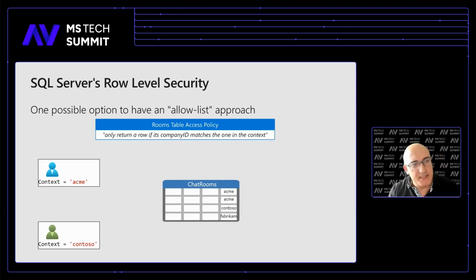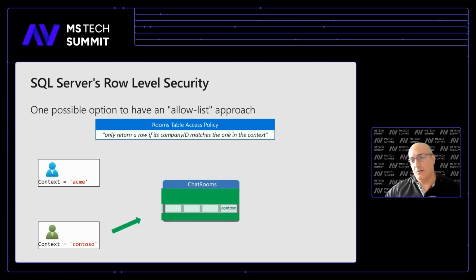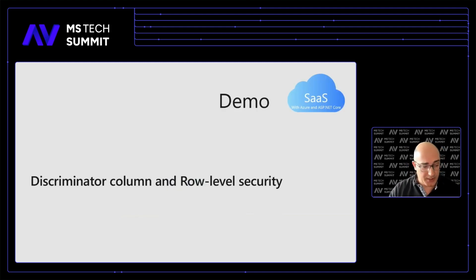So this means that for a user whose context is Acme, what the database will return is only rows with Acme in the company ID. When the user is Contoso, a different company, that user will see a different window over the data. And this is basically what we will try to adopt in the tool to make our data more secure. So let's jump to Visual Studio and have a look.